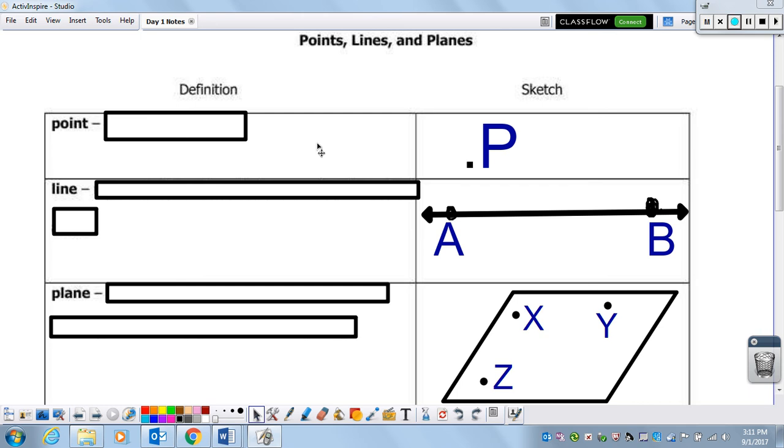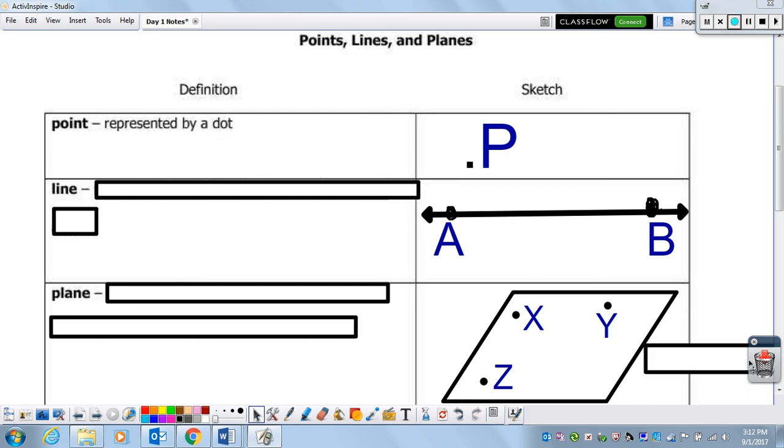First thing we have is a point. A point is represented by a dot on the graph. As you can see here in the sketch area, we would call this point P.